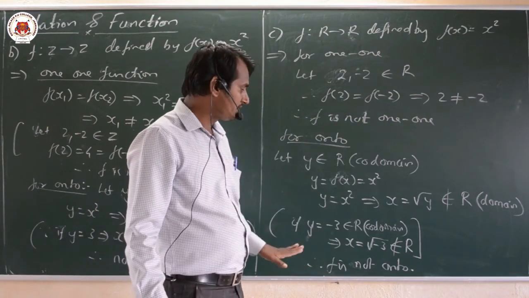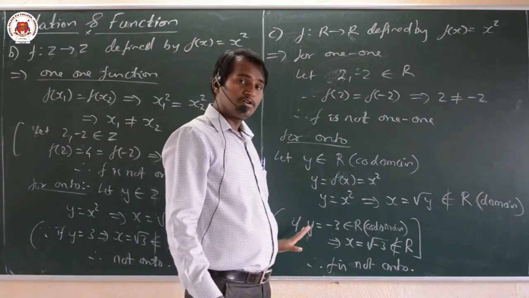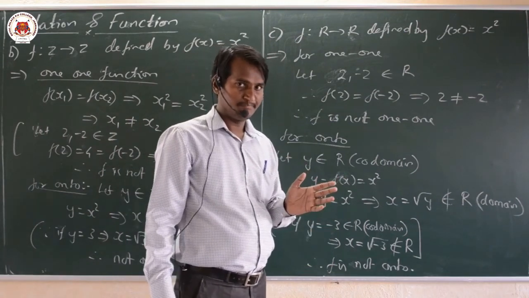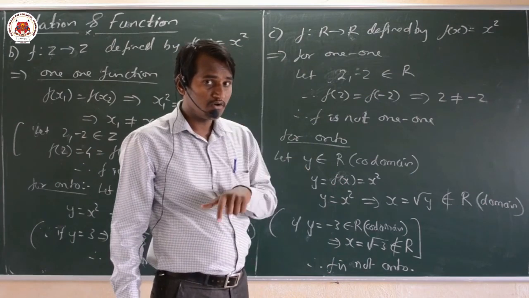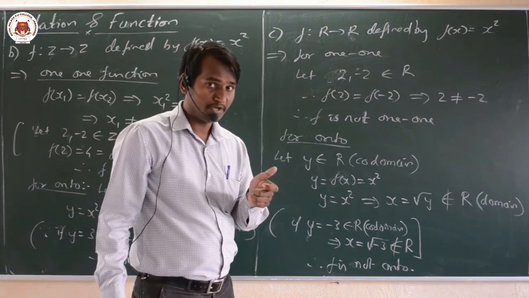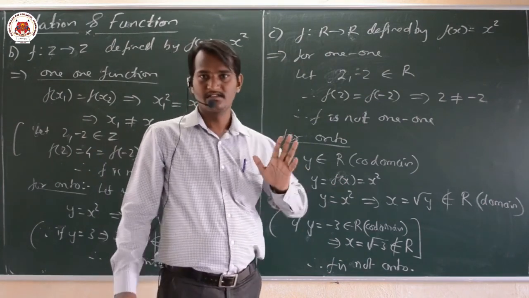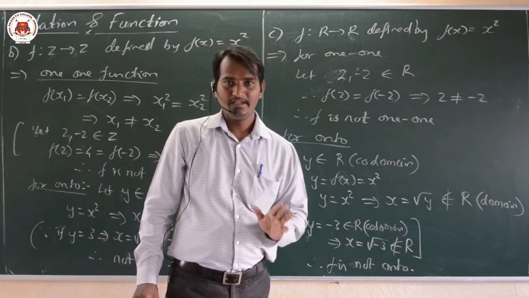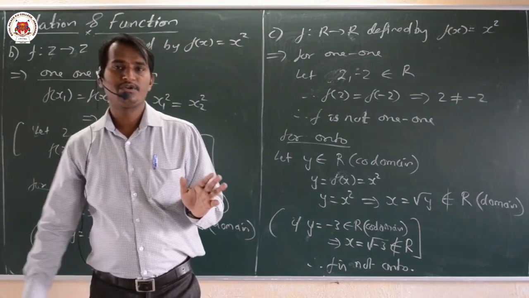Okay dear friends, to say that it is 1-1 or onto, we can give a lot of examples, but to say that it is not onto or not 1-1, only one simple example is sufficient. Please pause the video to note it down.